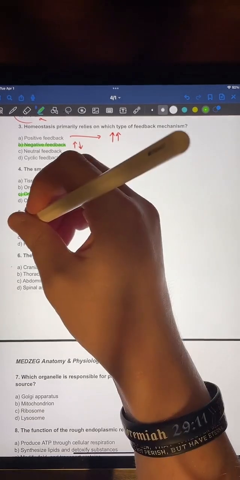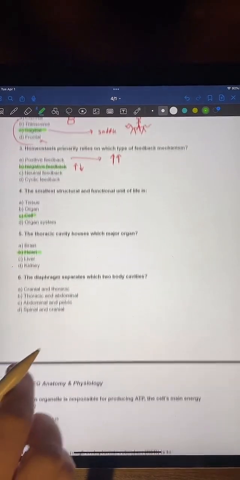But the answer is B. It is heart. The thoracic cavity houses the heart.